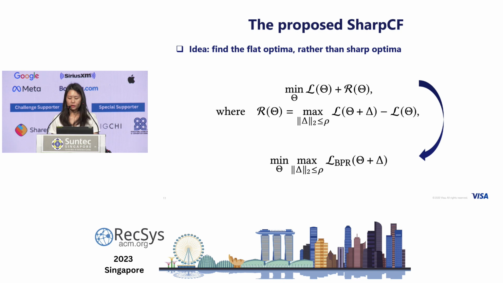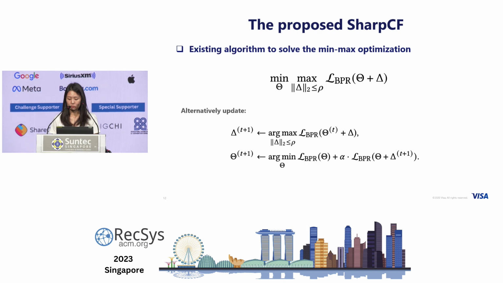Mathematically, the objective function can be turned into a min-max optimization, where the inner optimization is to maximize the loss of the model with perturbation, and the outer optimization is to minimize the standard loss function. We could also alternatively update the inner maximization and outer minimization, and continually update the model until the model converges.